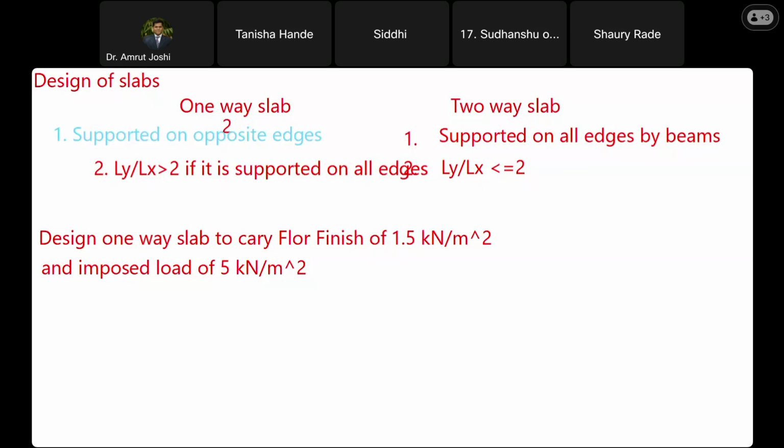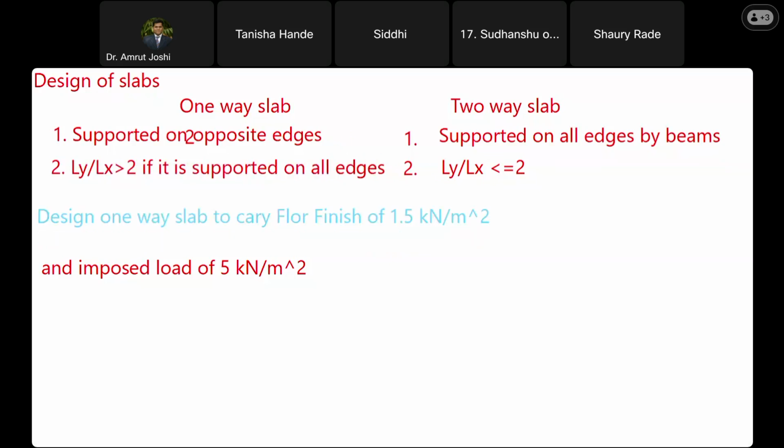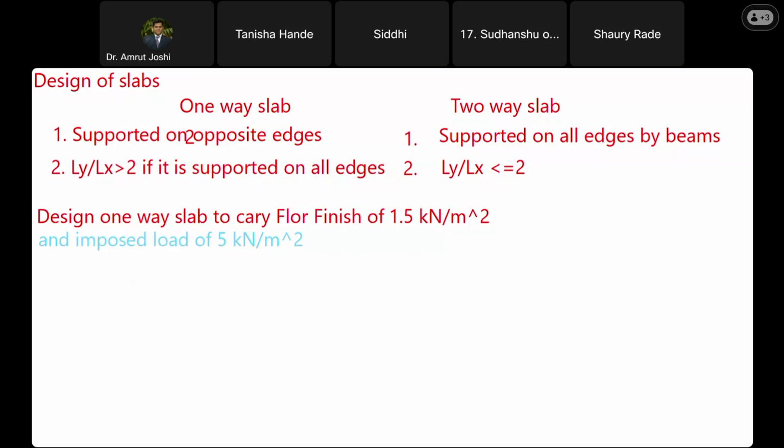If the slab is supported only on two opposite edges, by default it is a one-way slab. We need not check the Ly by Lx ratio. But if the Ly by Lx ratio is greater than 2 and it is supported on all edges, it is still more like a rectangular slab and it will principally bend in one direction. So we call it a one-way slab. Are you with me? Yes, sir. Okay, now with this background, let us try to complete the design of a one-way slab today.